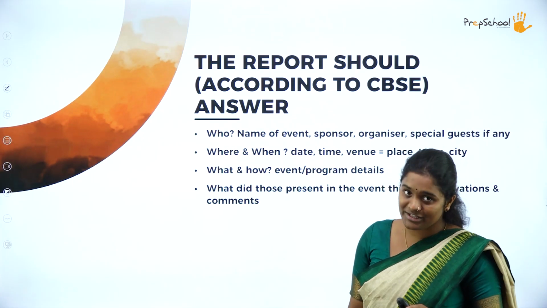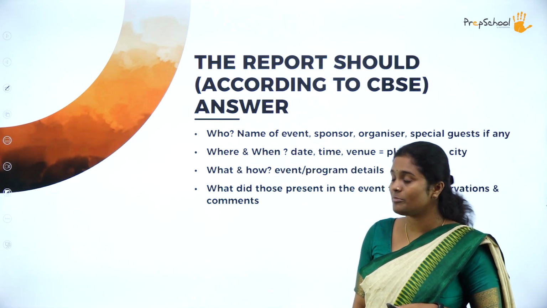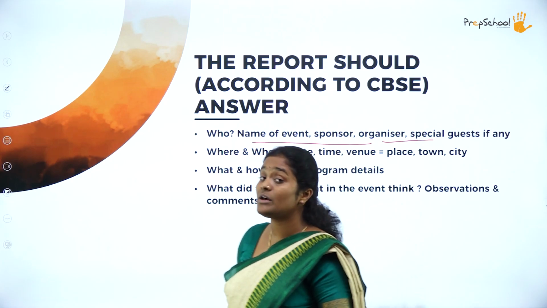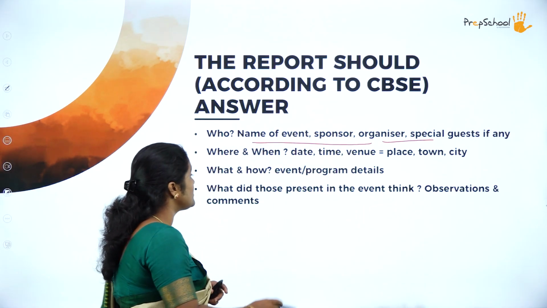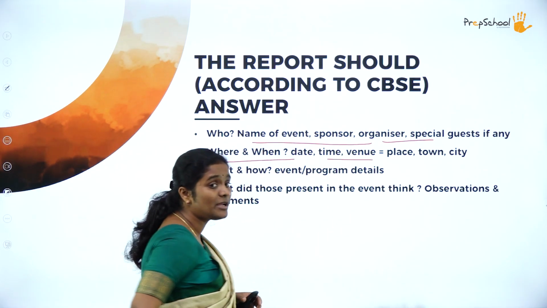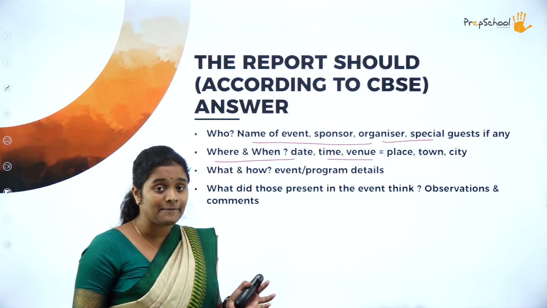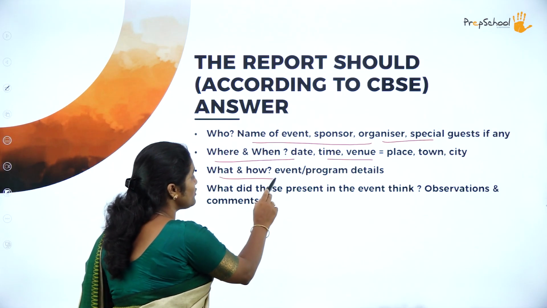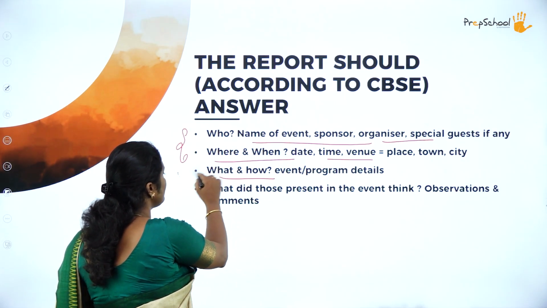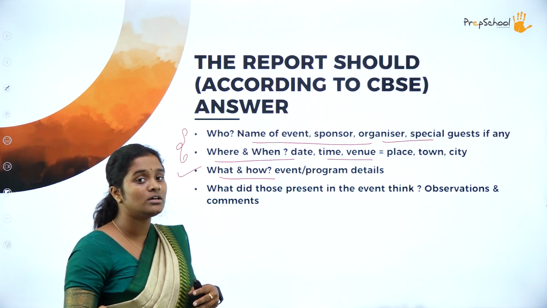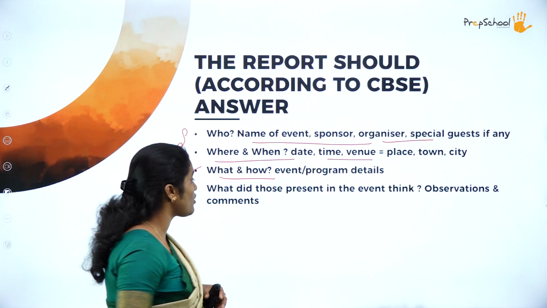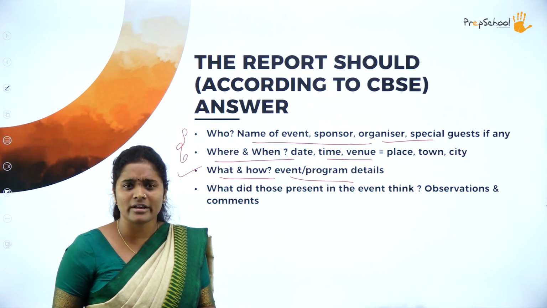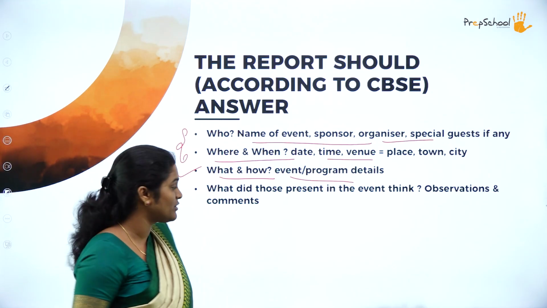Moving forward, what are the differences? This should be answered in your report. Who: name of the event, sponsor, organizer, if there were any special guests, all of those should be answered. Where and when: date, time, venue, place, town, city, all of these should be answered in your introductory paragraph, right? Then you can go on to the second paragraph and talk about what the event was about and what the details were, how the stage was decorated, who the people present were, and all these things.